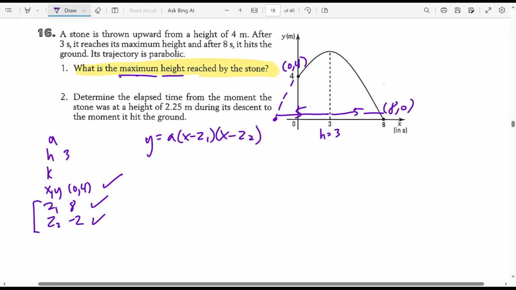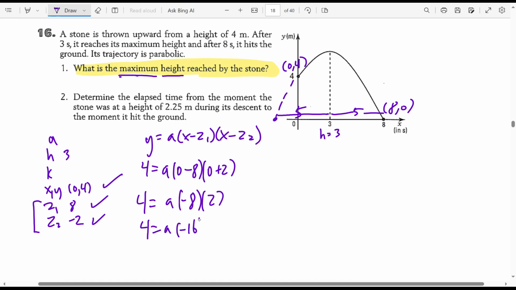So now I'm just going to plug in everything that I have. 0 minus 8, 0 plus 2, negative 8 times 2, negative 16. And then I would just divide by negative 16 on both sides. A is equal to 0.25. What did I do wrong, and how can I tell that I did something wrong from the diagram? What did I just do wrong?